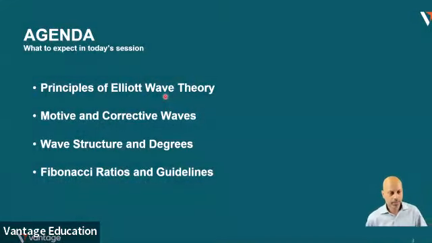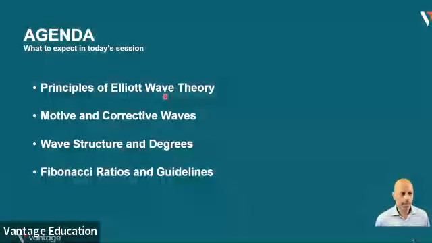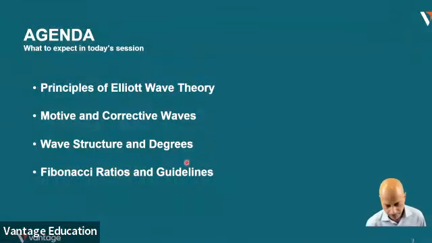Okay, here's the agenda for today. As we mentioned, we're going to be covering Elliott wave theory. We'll start off with the principles of Elliott wave theory. Then we'll look at the two main components of the Elliott wave. We have the first half, which is called the motive wave, and then we have the corrective wave. So basically, the Elliott wave has two major components. One's the motive, and the other is the corrective. And then we'll look at the respective wave structure and degrees within the motive wave as well as the corrective wave. And then we can also see how this relates to Fibonacci ratios and what are the guidelines to follow when we try and practice Elliott wave theory.